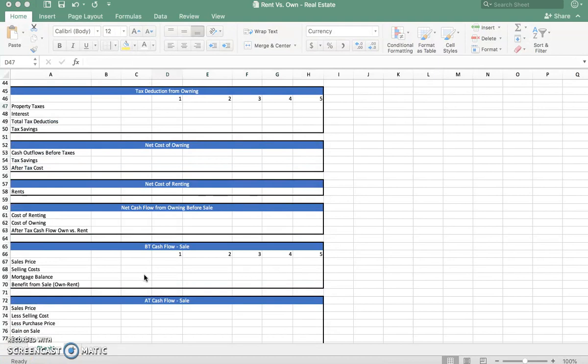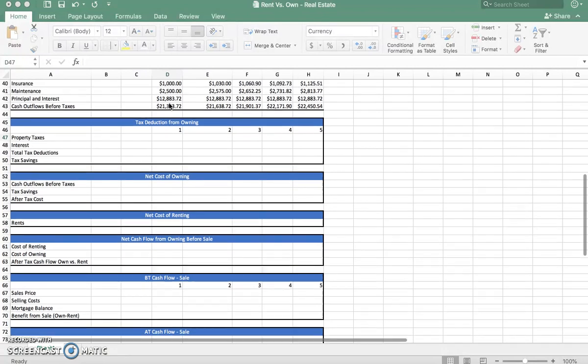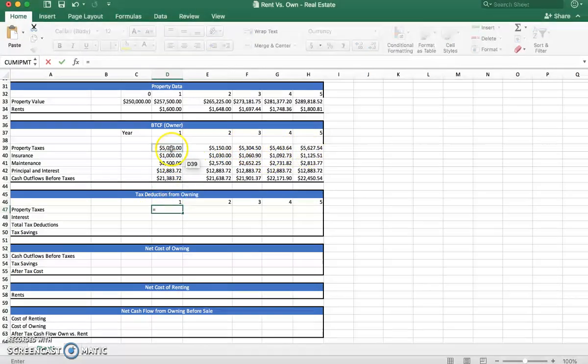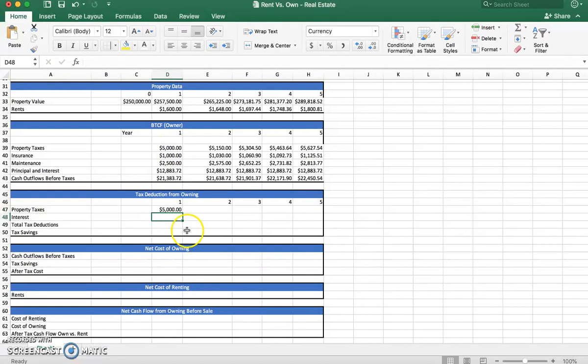All right, so the next step is the tax deduction from owning. All right, so we'll look here. The property taxes is something we've actually already made. If you just scroll up, we have created that in the previous table, the before tax cash flows. We're literally just going to take all of these quantities right here. So equals property taxes. And we should be able to drag that across and get the exact same numbers. So all of these, perfect.